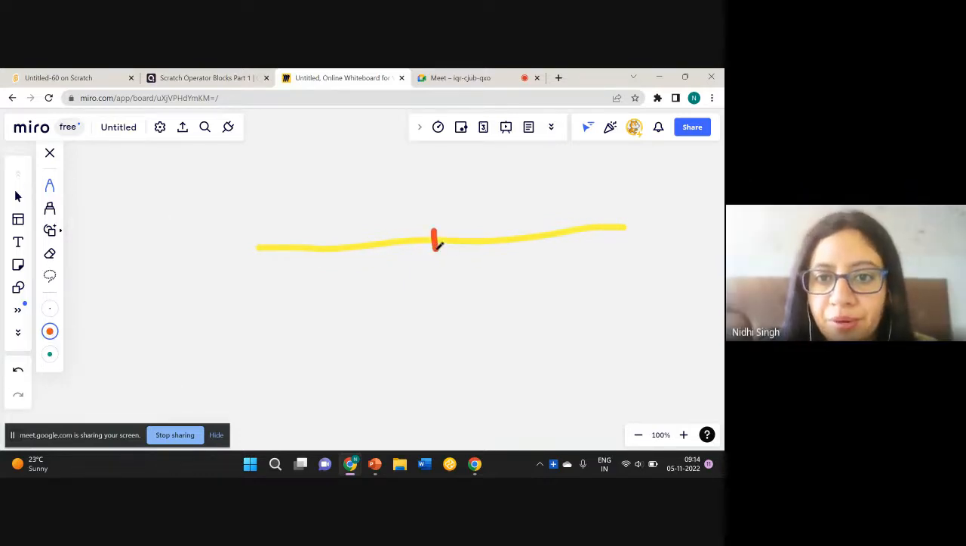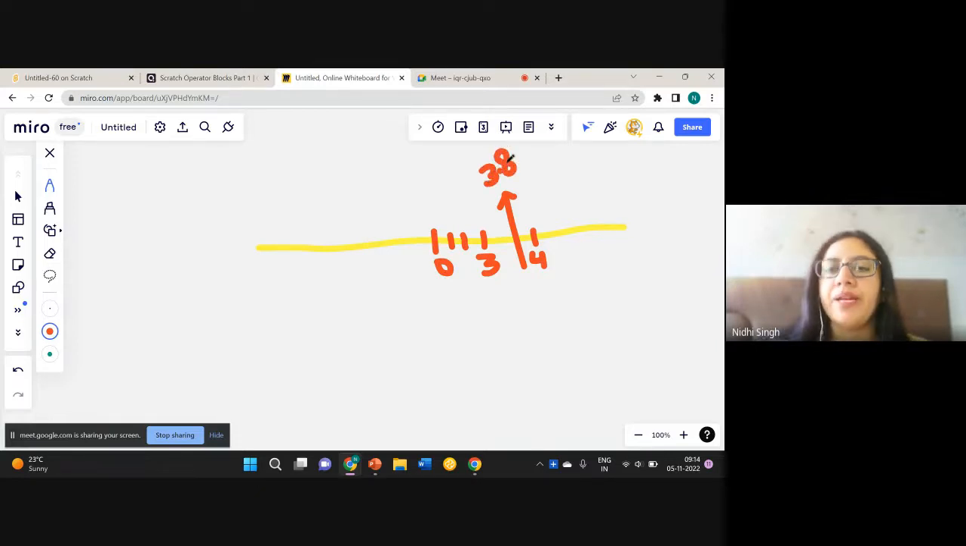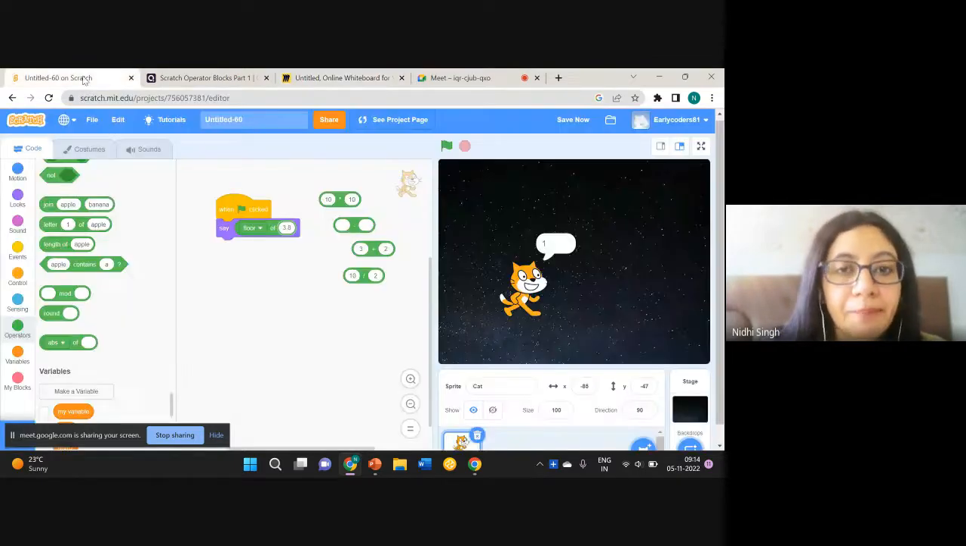Now look here. This is 0. And let's say this is your 3 here. In between 1 and 2 is also there. This is your 3. This is your 4. And now my number is 3.8. If I am rounding it, that means I am removing the decimal. So it could be either 3 or it could be 4. Now, what will be the value? It depends on the function we are using here.